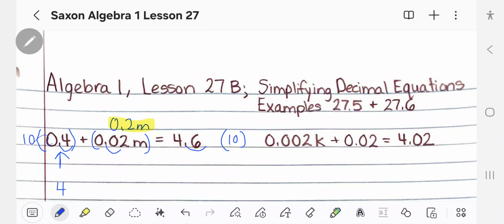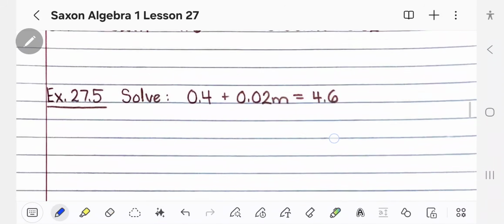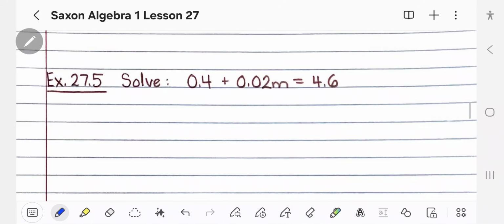So what if I had multiplied by 100? I'll add another 0 in there. Then that would have made this 40. And then this would have been 2. And then this would have been 460. Now I do not have any decimals in that problem. Okay? Now, we're going to go ahead and do that problem, but I just wanted you to think about it first. Let's do that problem using that kind of a math hack for you.